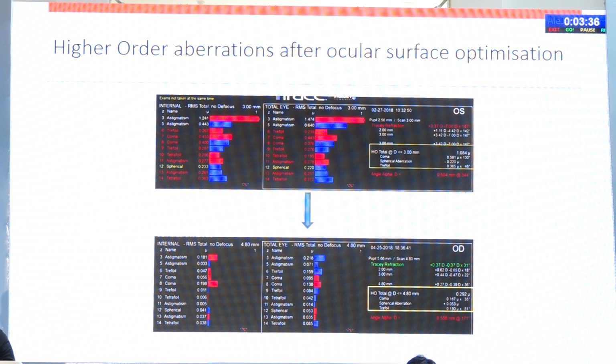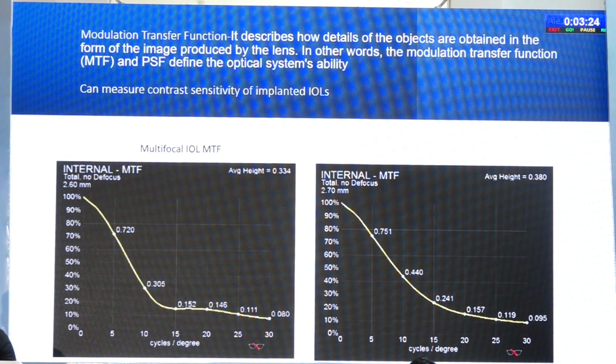So this just goes to show how the eye trace or other aberrometers can tell you where the pathology is, whether it is corneal, whether it is the lens, or whether it is internal. And you can come to a diagnosis and treat the patient appropriately.